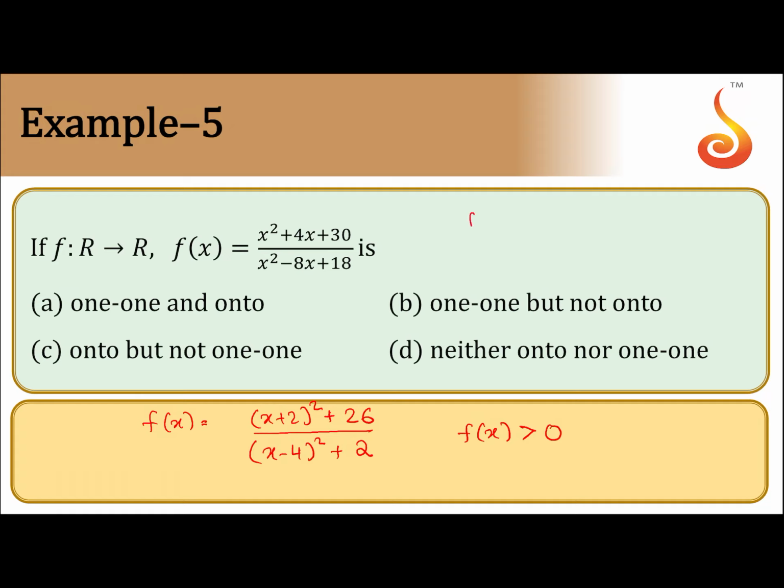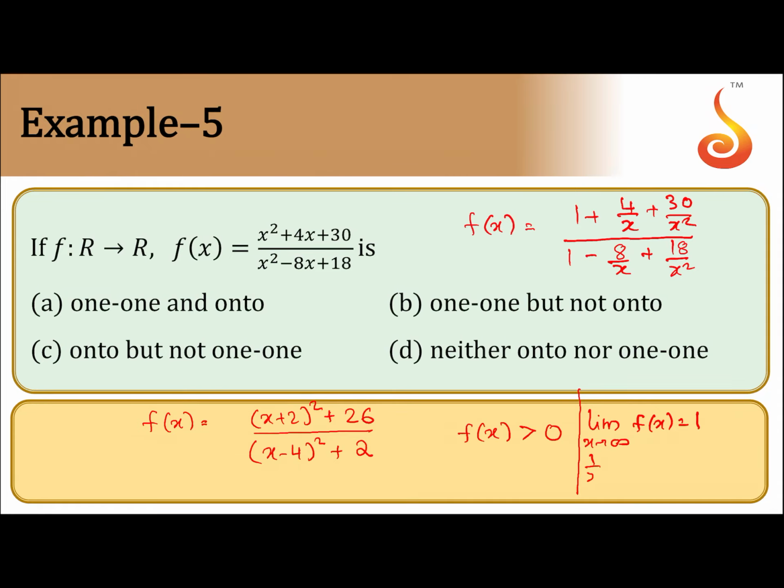Another important factor: f of x we write as (1 + 4/x + 30/x²) divided by (1 − 8/x + 18/x²). If we apply the limit, I'll write it here, limit x tending to infinity of f of x, you get it as 1, because 1/x is tending to 0.